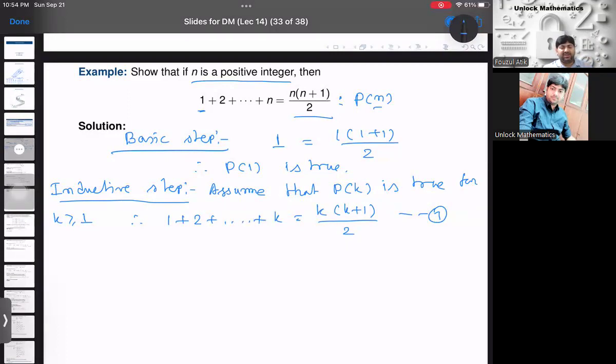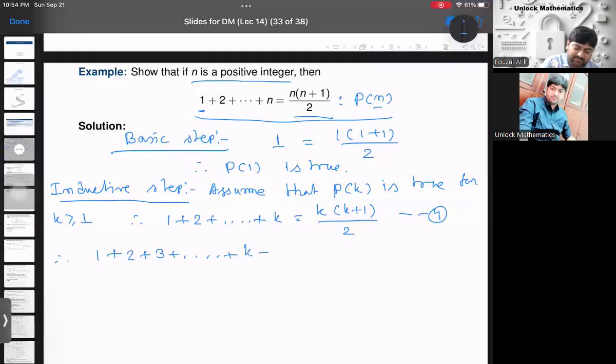Right? So basically we assume that P(k) is true, and with the help of this P(k), we have to prove that P(k+1) is also true. Now what is P(k+1)? In the same expression, in place of n, we should have k plus 1. So what is the left hand side of P(k+1)? We'll take the left hand side of P(k+1), which is 1 plus 2 plus 3 plus up to dot dot dot.